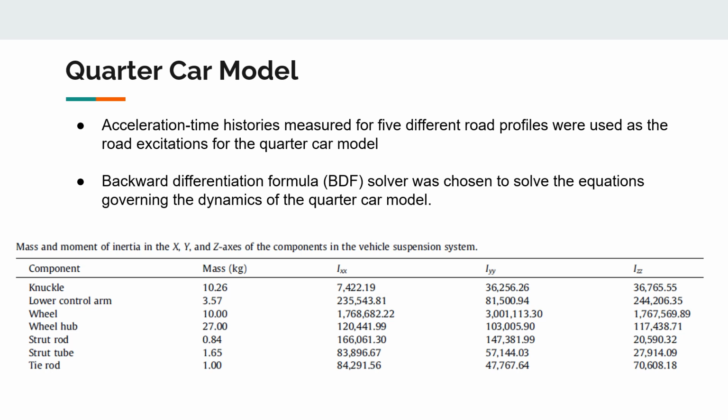Backward differentiation formula is one of the implicit schemes used for numerical integration of ordinary differential equations, where the solution at the current time point is approximated based on the solution computed at the previous time points. This in turn increases the accuracy of the solution. Once the simulation was complete, the force time histories, that is the force transmitted to the automotive coil spring with respect to time, and acceleration time histories were extracted from the solution.